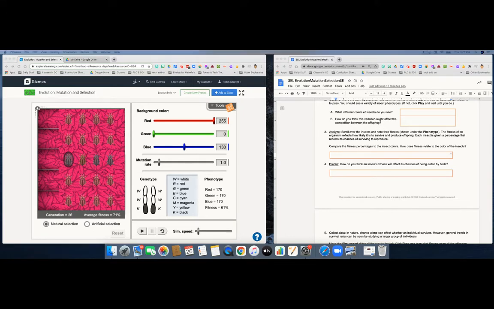And then number 4, still on the analyze part, it says, predict how an insect's fitness will affect its chances of being eaten by birds. So look at the percentages. How does it fit in? And predict how likely it is to get picked off. Okay, we're going to come back to the analyze part next.